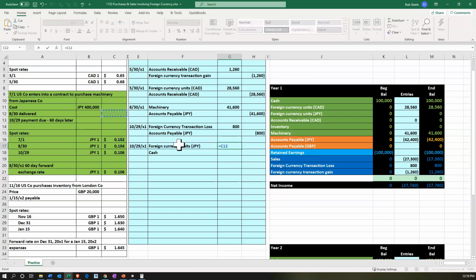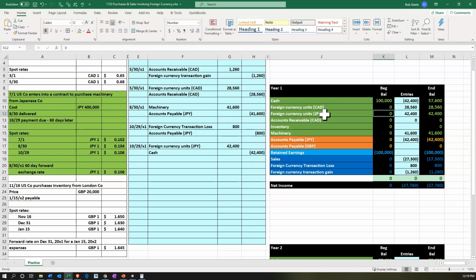So that's going to be the 400,000 times the spot rate on 10/29, or that's that 42,400, which of course is the amount, the 42,400 that we need to pay off in US dollar equivalents. But now we have that 400,000 in yen that we can use to be paying it off. So let's go ahead and record that. Now we're holding on to yen, which is going to be equivalent to 42,400 of dollars at that current time. And then the cash, the actual US dollars, are going down.